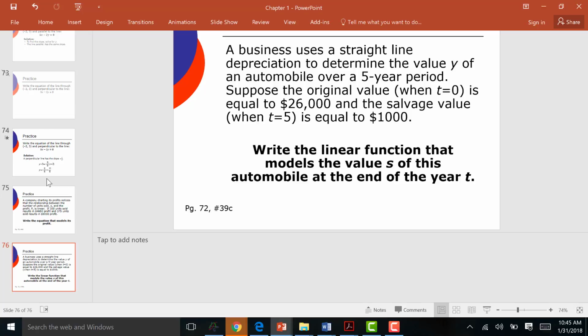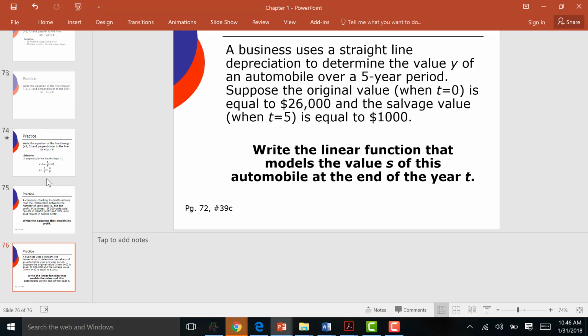Okay? Alrighty, so let's go and do what first? Find the slope, because they gave us 2 points, so we gotta go find the slope. So M is gonna be equal to 26,000 subtract 1,000 over 0 minus 5. Alright, so now I'm gonna have 26,000 minus 1,000 is 25,000 over 5. What's that amount again? 5,000?